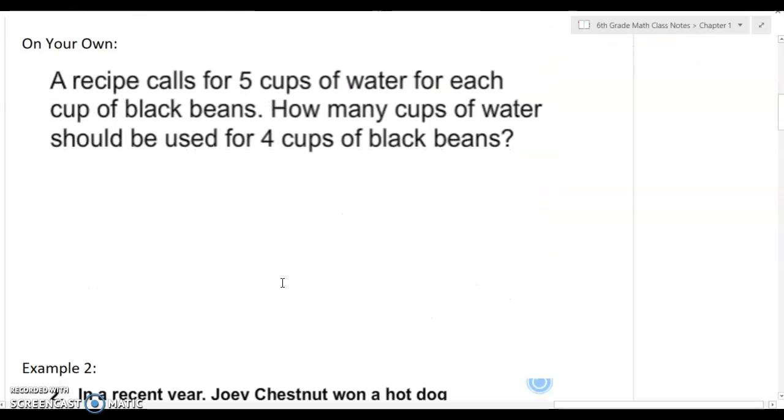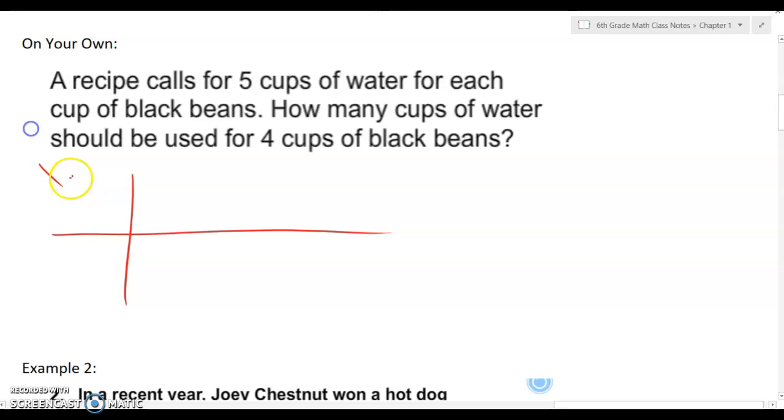All right, so this one, I want you to try a little bit more on your own, okay? I'm going to start you off, though. So a recipe calls for 5 cups of water for each cup of black beans. How many cups of water should be used for 4 cups of black beans? So we're going to start off with a ratio table, okay? Over here and here, you're going to write the two things that are being compared. So go ahead and push pause, write the two things that are being compared, and then check your answer.